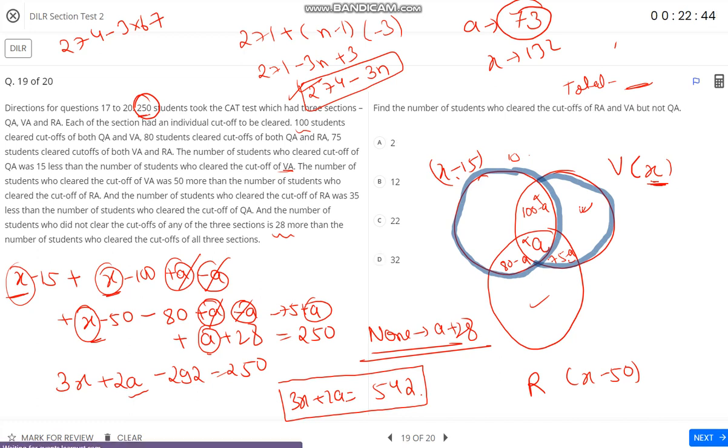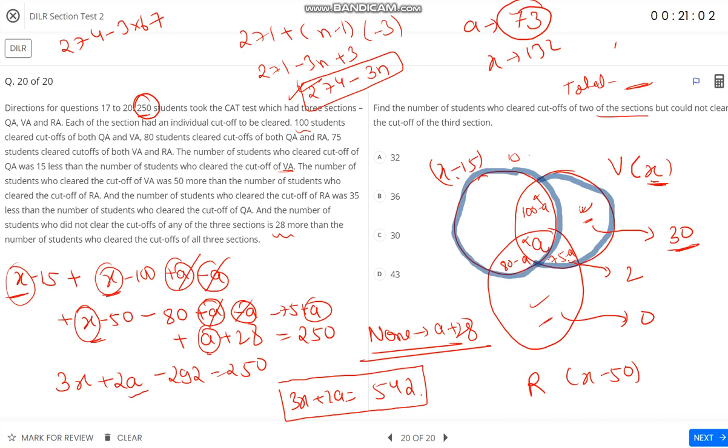Next, find the number of students who cleared the cutoff of RA and VA but not QA. So this region and this region. This region's value we know is 30. How did we get this? x minus the other regions. This region is 30, and this region is 75 minus 73, so 2, and this region is 0. The question is who cleared the cutoff of RA and VA but not QA, so 30 plus 2 plus 0. So 32 is the answer.